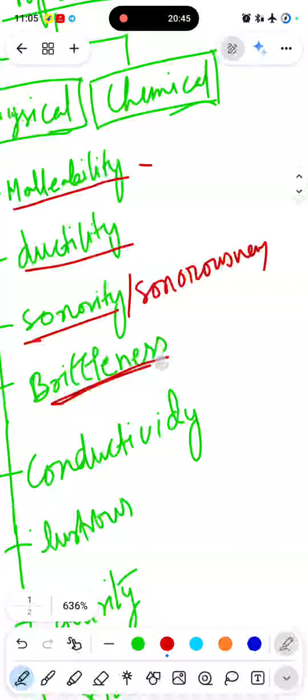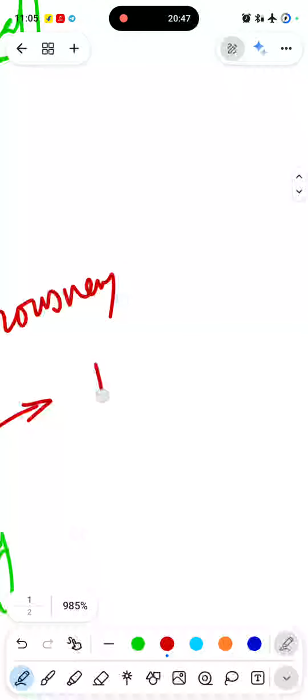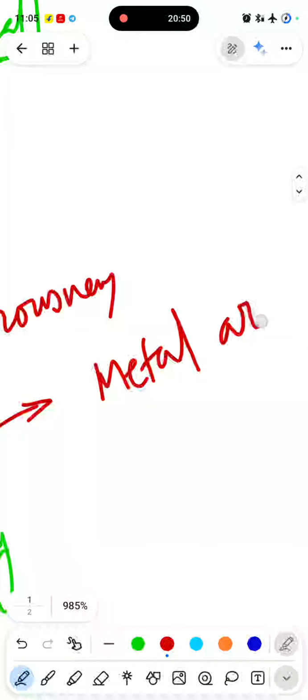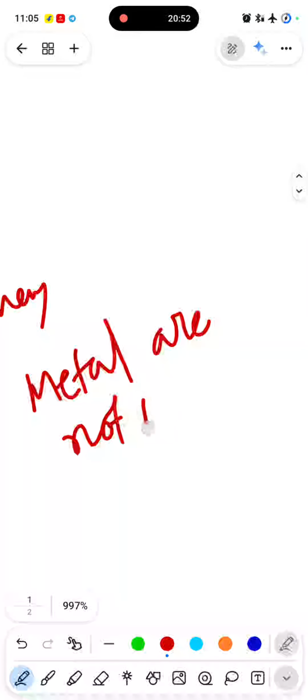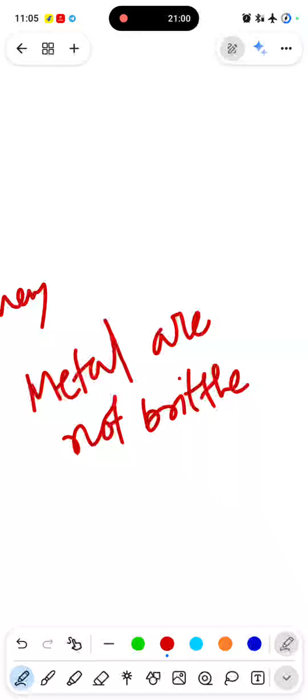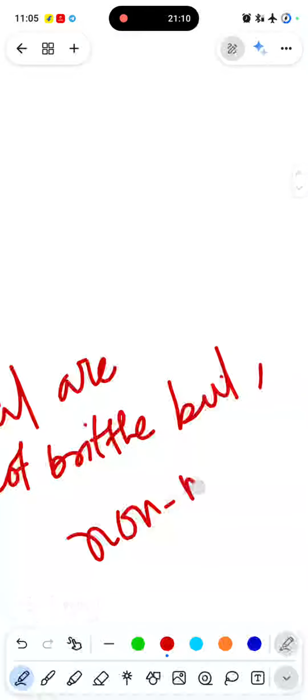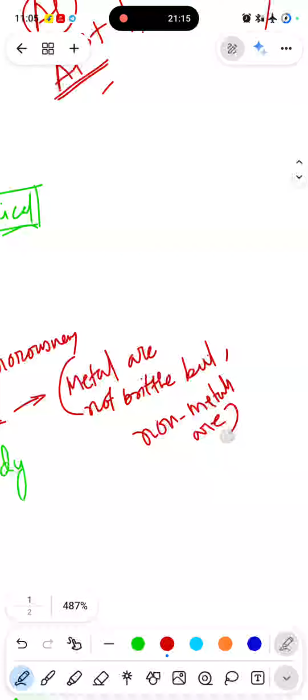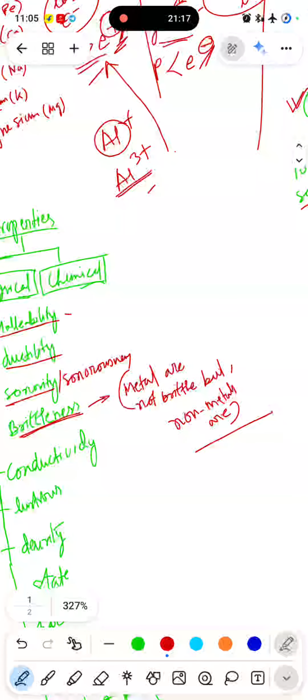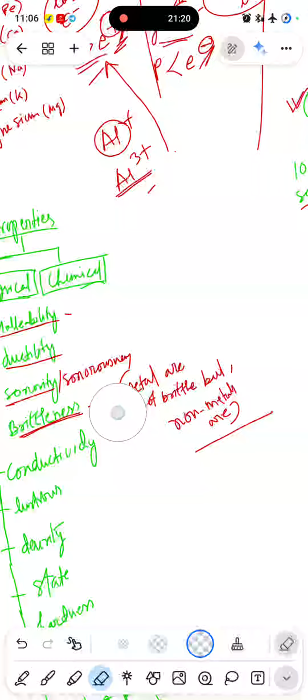Now, brittleness. Metals are not brittle. Okay, so metals are not brittle at all, but non-metals are. Non-metals are, ये वाला स्टेटमेंट आप याद रखना, ये वाला आप चाहे तो लिख सकते हो. It is very important.